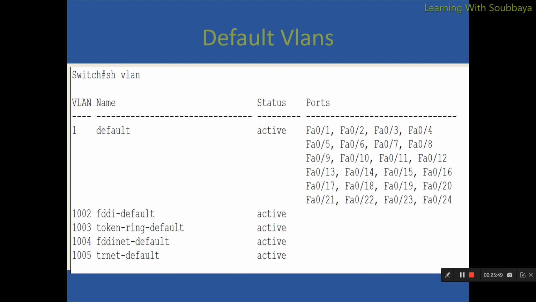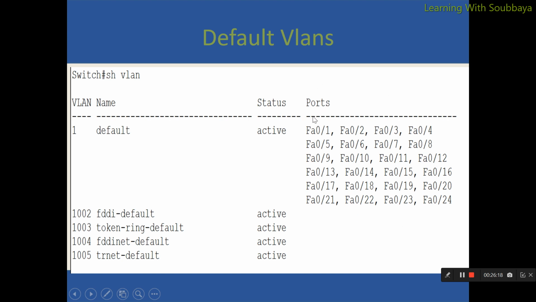So how do we check the VLAN information? By giving the simple show vlan command. If you give the show vlan command, it provides the default VLANs available here: VLAN 1, 1002, 1003, 1004, 1005. When I say VLAN 1 here, FA0/1 to FA0/24, all the ports are available in it. These are actually 24 ports.